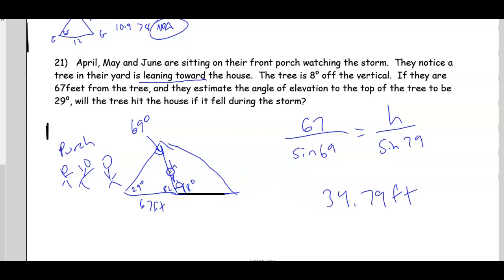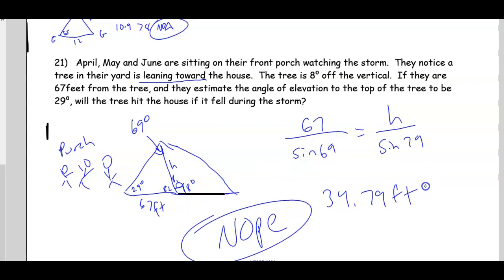So if this fell, and remember they're 67 feet apart, if this fell, it would not hit their house. Alright? It wouldn't hit their house. So that's the question, because the question says, will the tree hit the house if it fell? Nope. It's too short. Alright, they're 67 feet away. This is only 34 feet, so it won't hit the house. That's how tall the tree is.